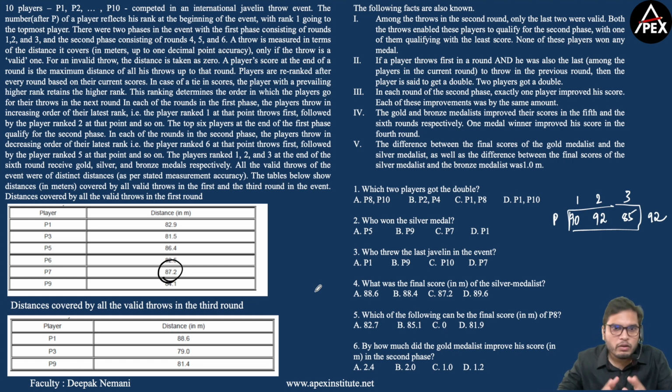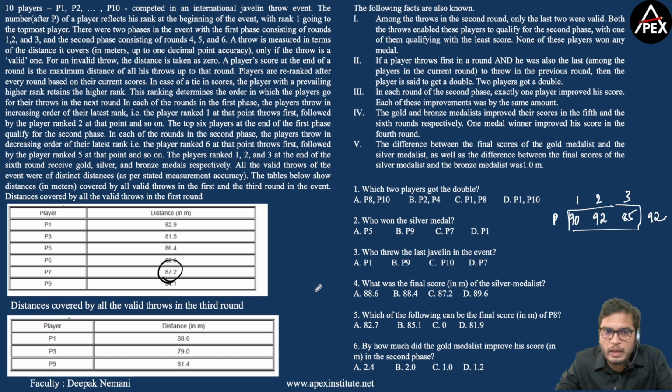Now the top 6 players at the end of the first phase qualify for the second phase. So after 3 rounds, the top 6 players will be qualified for the second phase. In each of the rounds in the second phase, the players throw in decreasing order of their latest rank. So you will be having 6 players qualifying for the second phase. Let me consider P6 as the player with the least rank who was qualified for phase 2. So P6 will be throwing first, then P5, then P4, and so on in the decreasing order of the ranks.